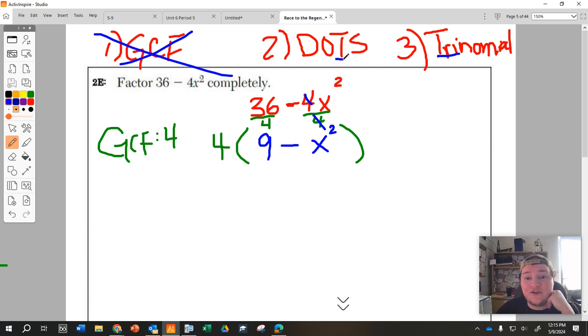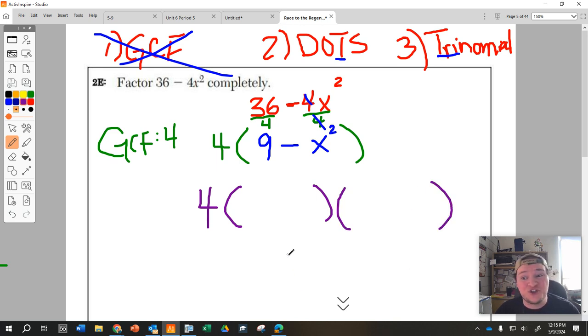DOTS is the difference of two squares. I've got 2 terms here. Trinomial, you need 3 players. You need 3 terms in here for trinomial to work. I've only got 2. This is DOTS. DOTS is just a quick memorization factoring, and once you've got it, you're good. So bring your 4 down from earlier, then 4 parentheses.